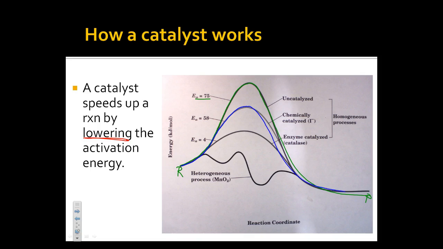All right, so we went from an activation energy of 75 to now an activation energy of 58. So this reaction would happen faster because it has to collect less energy in order to break those old bonds. The next one we're going to talk about is an enzyme.